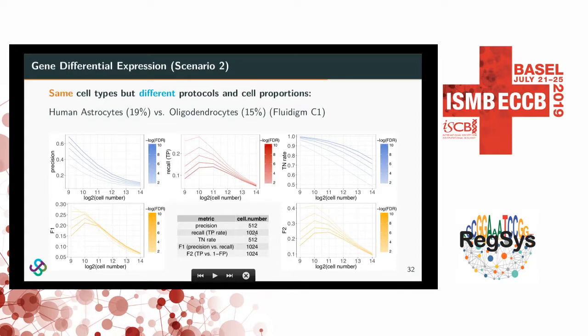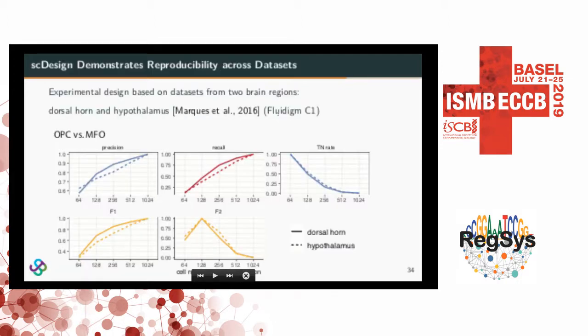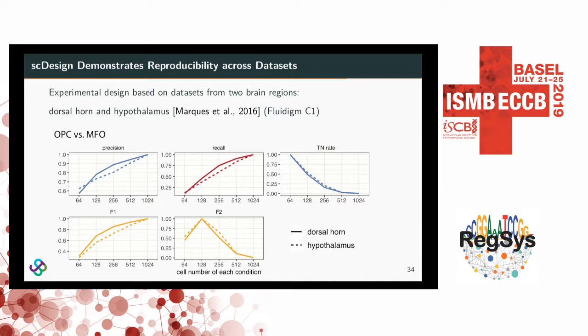It's about 1,000. And if we move to a different protocol, inDrop, and interestingly, both 2 cell types are of smaller proportions in real data. So now you see the optimal cell number dramatically increased to this 16K number, which is reasonable because here these 2 cells are not so enriched in real sample, and also this protocol needs a large number of cells. Okay, so this is an interesting result to further validate our method.